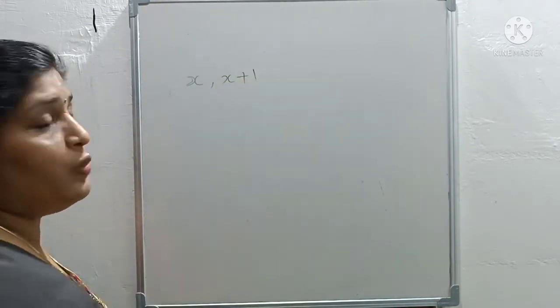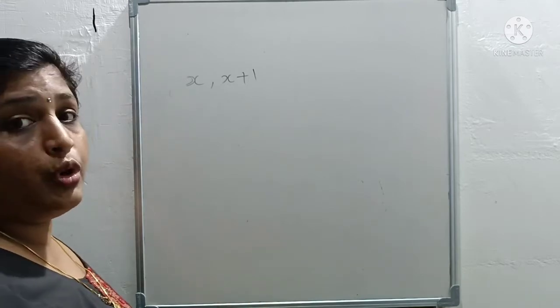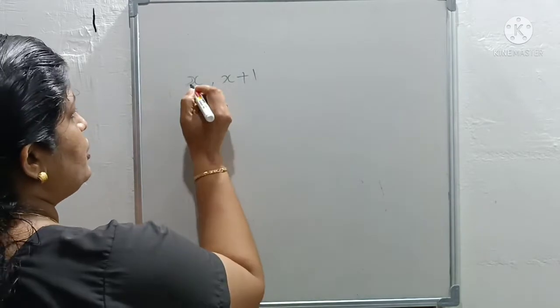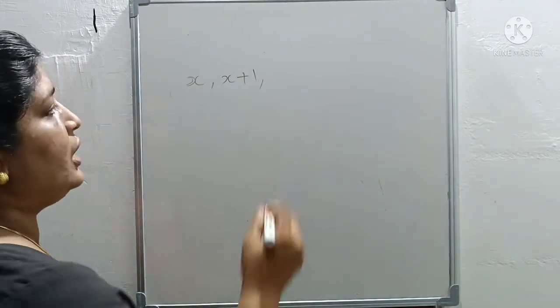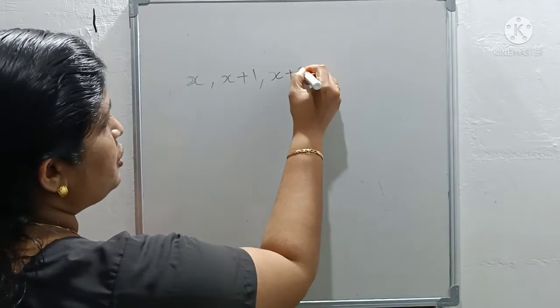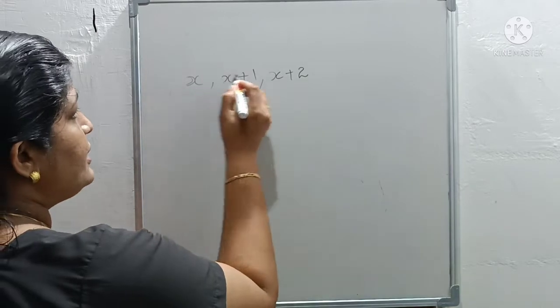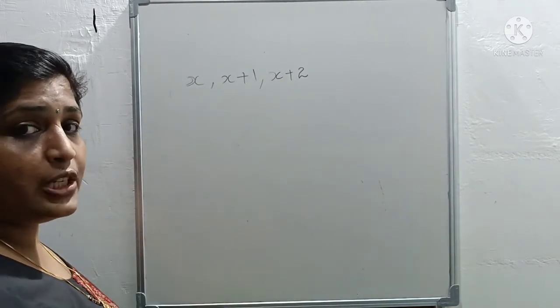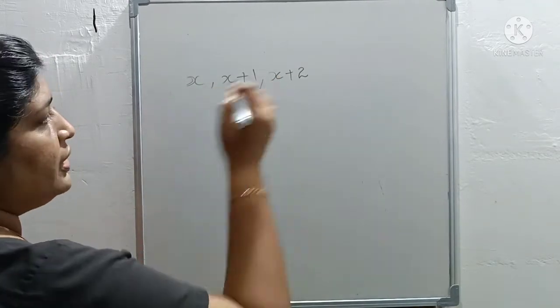Yes, x plus 1 is the next natural number, because the difference between two consecutive natural numbers is always just 1. Okay, so if x is our first natural number, x plus 1 is our second natural number, and x plus 2 is the third natural number. So if we consider the three consecutive natural numbers x, x plus 1, x plus 2, then according to our pattern, how can we write this?